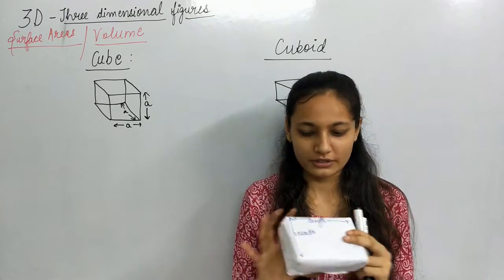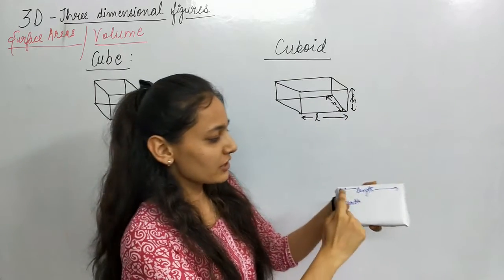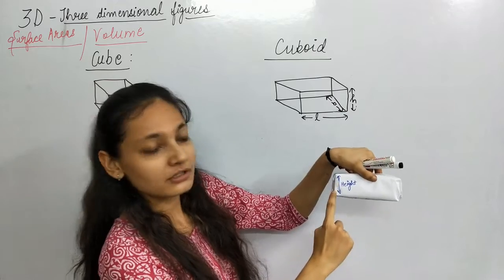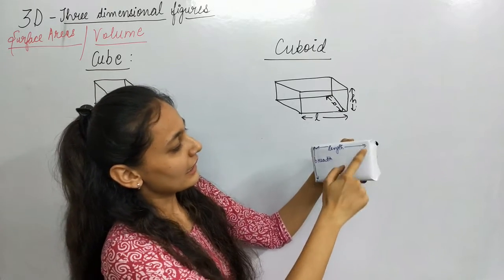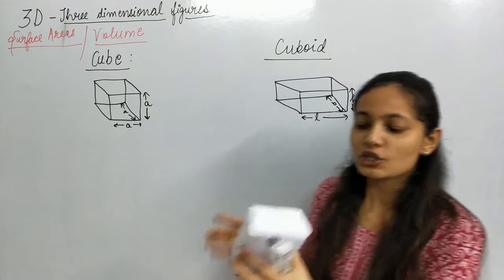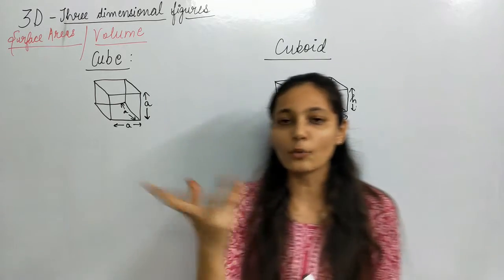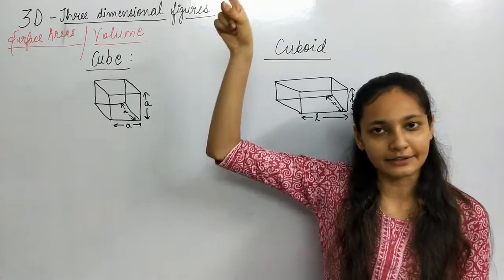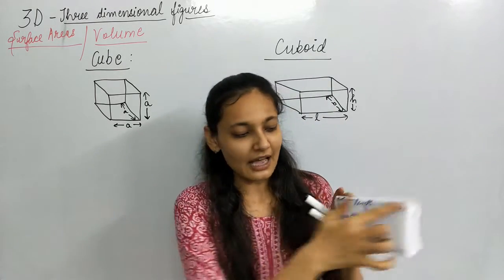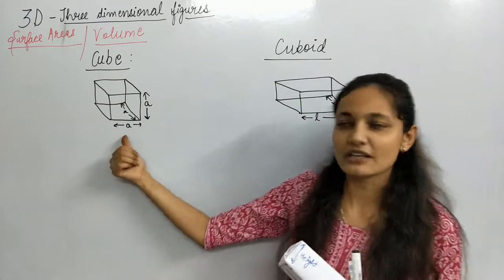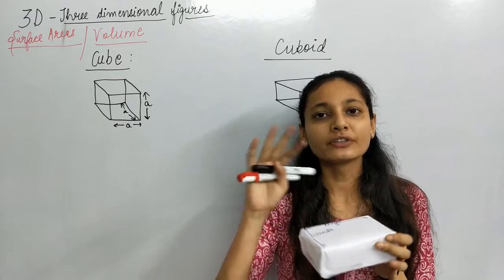This is a cuboidal box in which this is length and the breadth and this is the height of this box. So length, breadth and height of the box, these are the 3 dimensions. So this is a cuboid. Like our cuboidal room. A cuboidal room has length, some breadth and height. These cuboidal boxes are made up of rectangles.